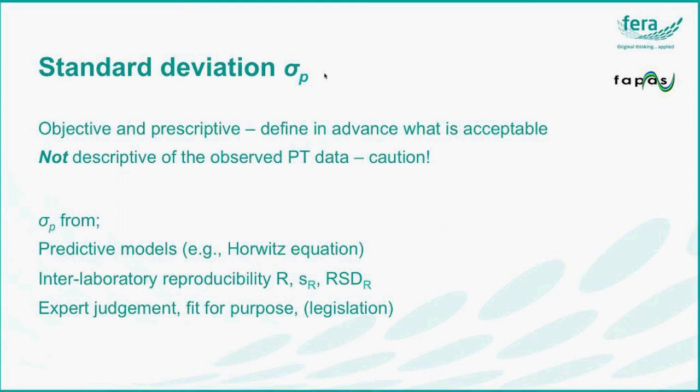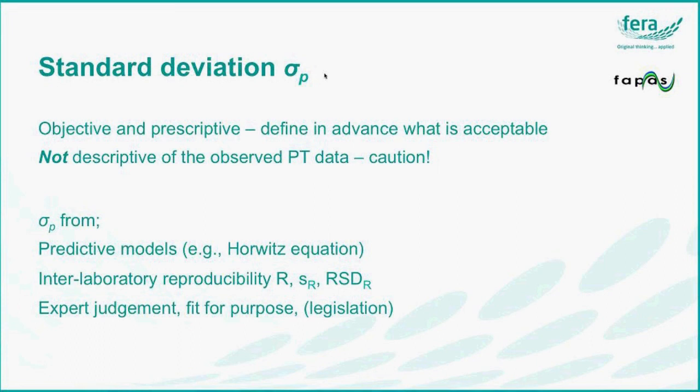The standard deviation for proficiency must be objective and it must be prescriptive. This means we must know before the PT what is going to be acceptable for the analysis in question. It's not the same as the observed standard deviation of the data. That's a different kind of standard deviation.